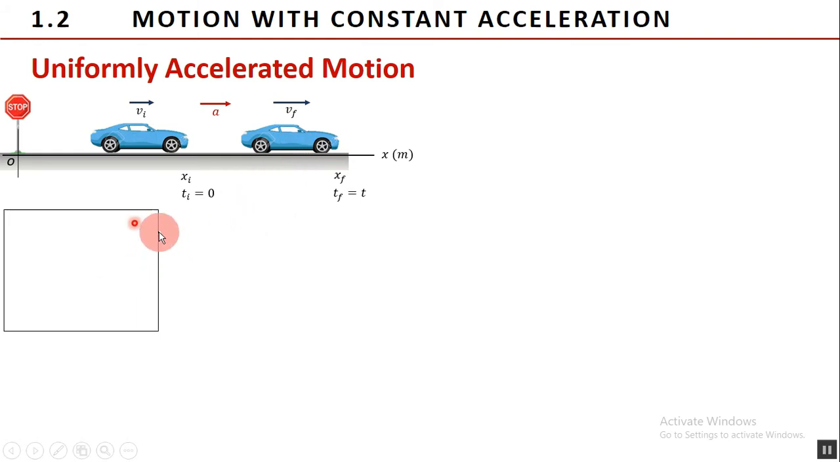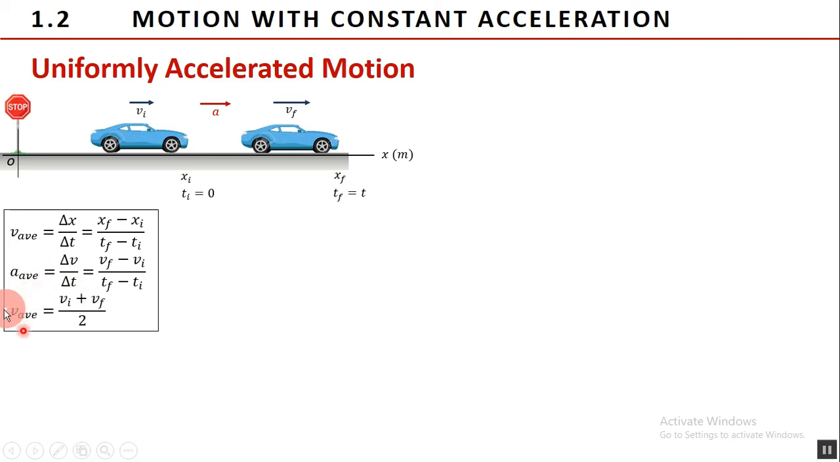Let us wrap up the three basic equations first. We recall that the average velocity is equal to the change in position delta x over time interval delta t. Then the average acceleration is equal to the change in velocity delta v divided by the delta t. We can also express average velocity as half of the sum of the initial and final velocities, which is applicable only for uniformly accelerated motion.